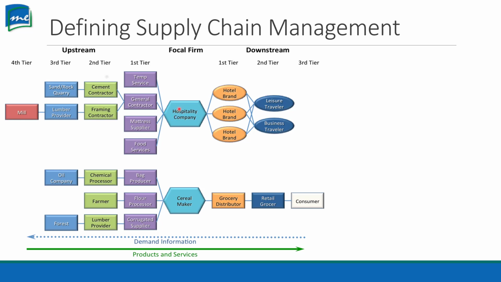But on the other side, we have our downstream. So we have our hotel brands. So what's a hotel company? Hilton, right? So we have the Hilton brand, we have Hampton Inn and Suites, and I'm not sure of any of the other ones that might be under Hilton. But we have the Traveler, which might be you, right? So you might be on vacation, or you might be traveling for business.